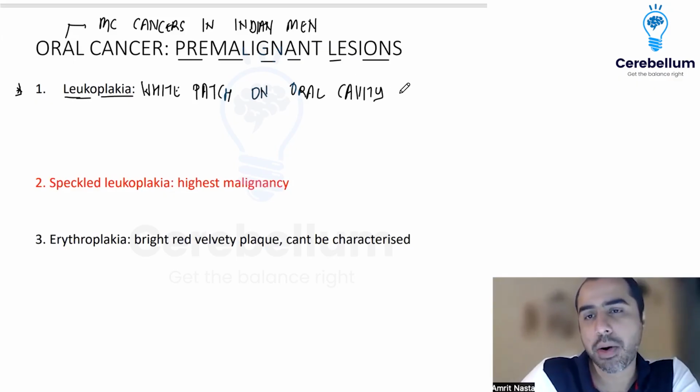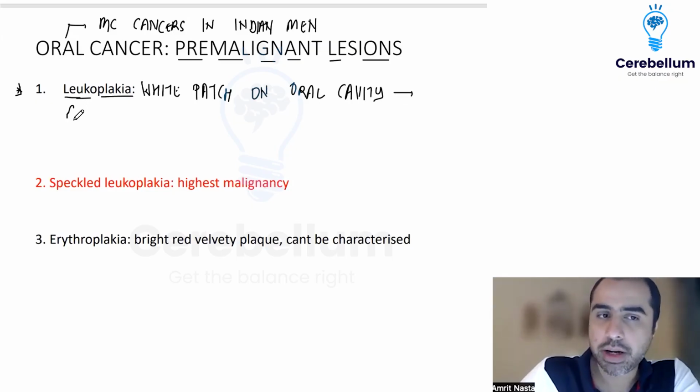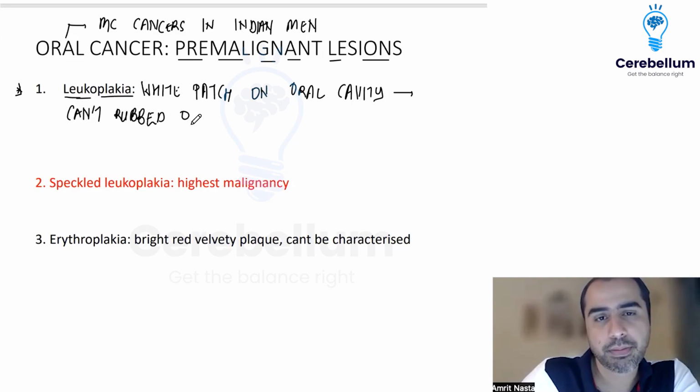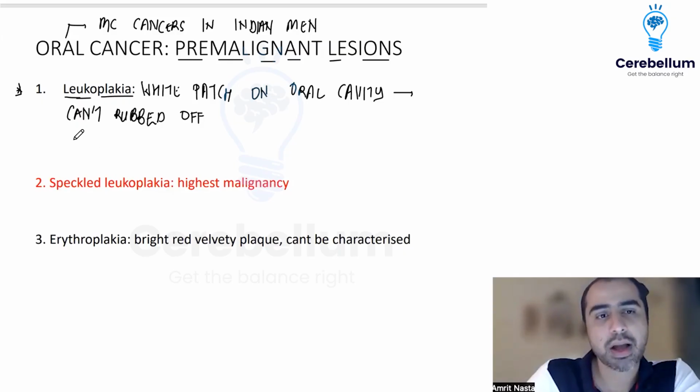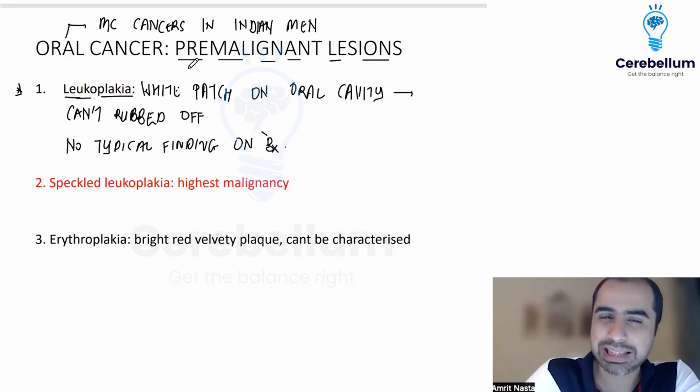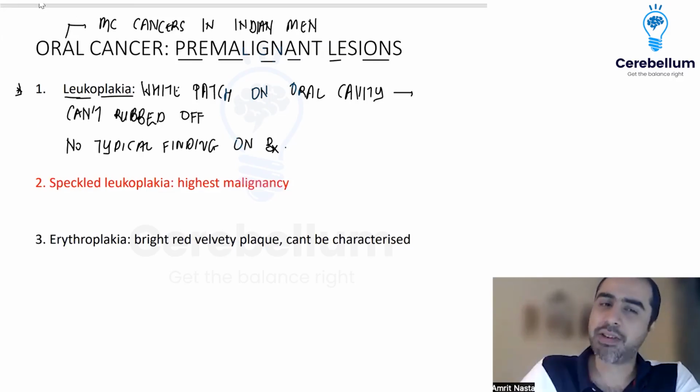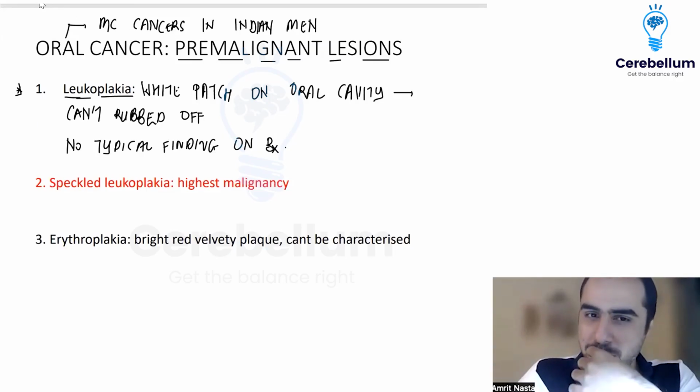Now, what is unique about it? It cannot be removed. It can't be rubbed off. It will remain where it is. It is asymptomatic, meaning it is just seen by chance, and it has no typical finding on biopsy. It is a bit like metaplasia, like how you have Barrett's, but no specific finding on biopsy. So why are we worried about it?